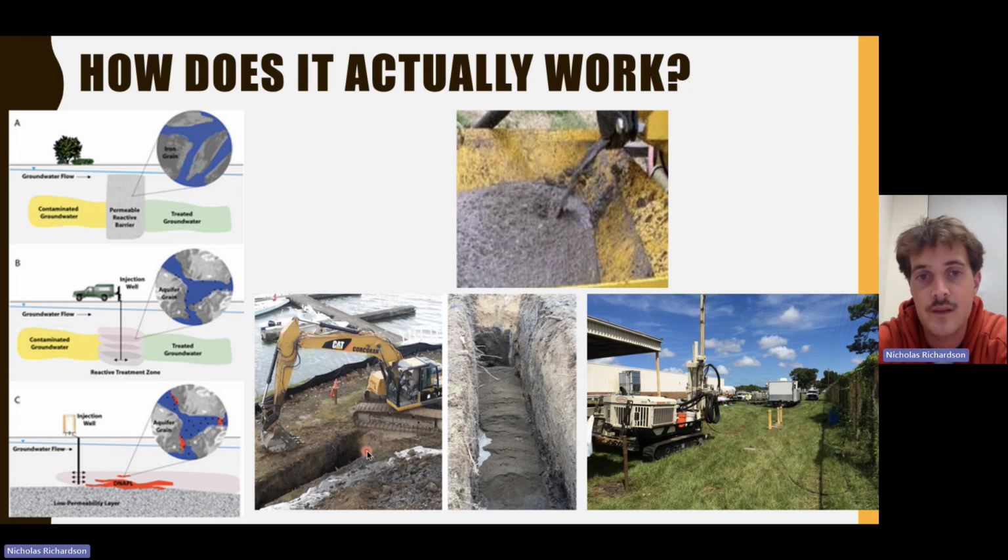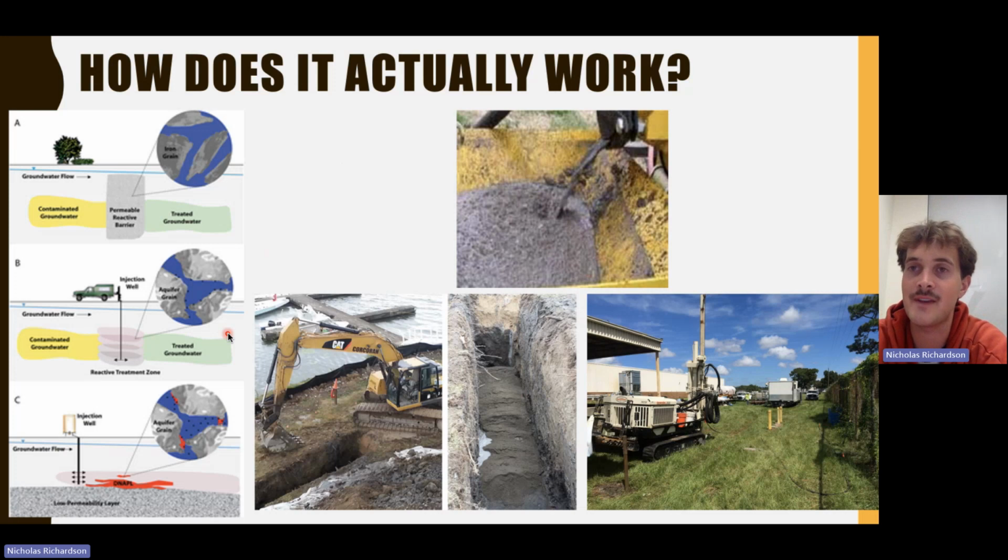And that is just literally making a wall of zero-valent iron and making the groundwater flow through it to react with it. And then the other option is you have an injection well, and then you'll slowly inject zero-valent iron slurry, and over time as groundwater passes, it will react with it, which is really cool.